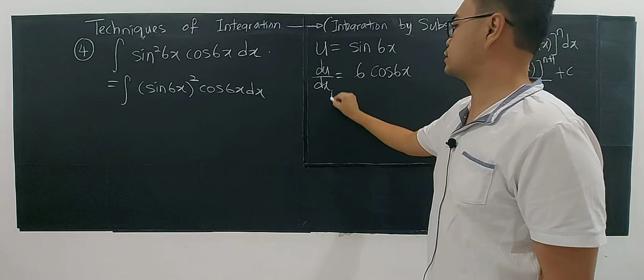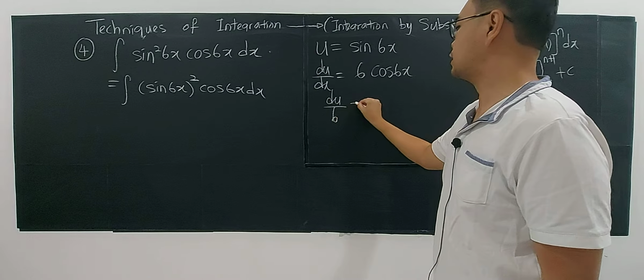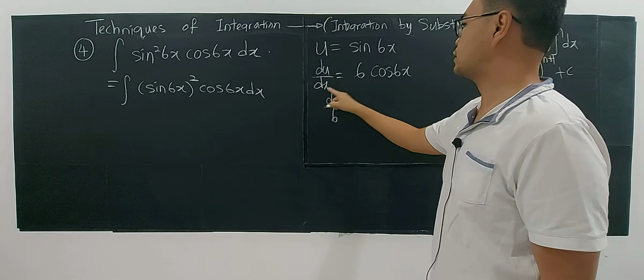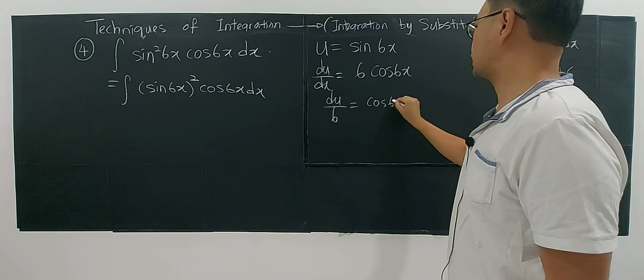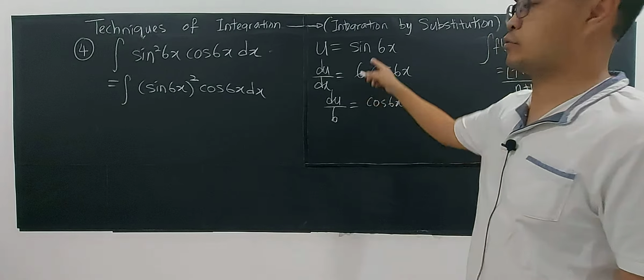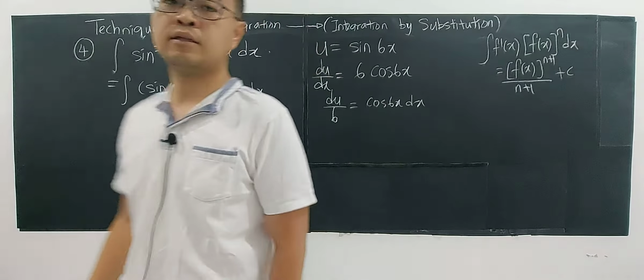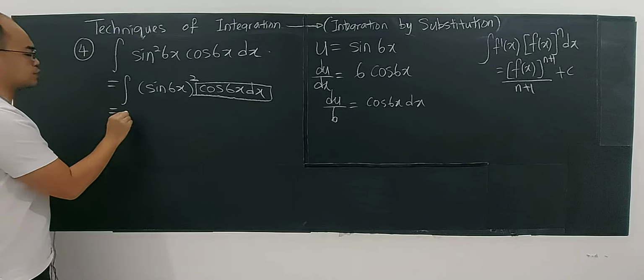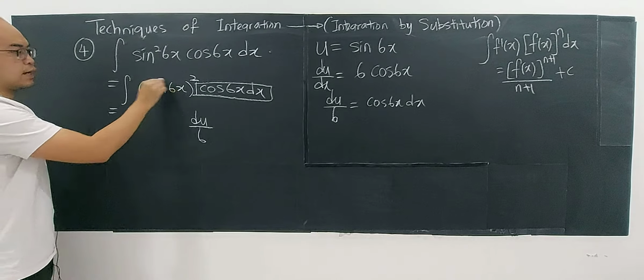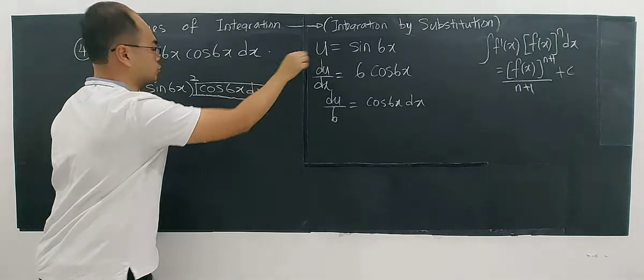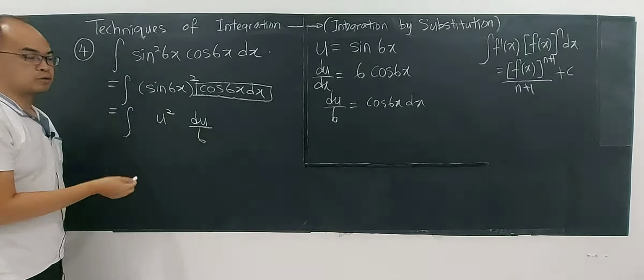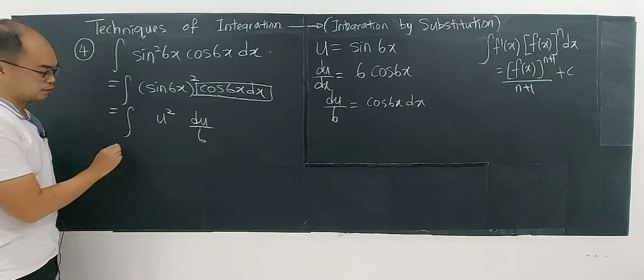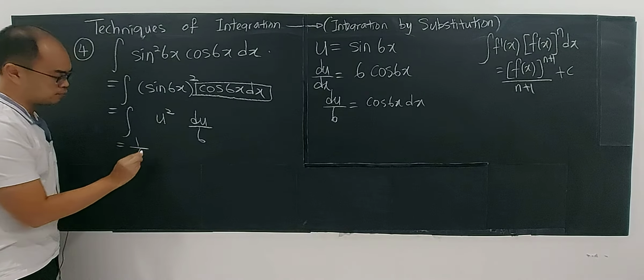So du over 6 is the same as cos 6x dx. You will be happy if you're choosing u as sine 6x. So then you can replace this whole thing with du over 6, right? And definitely this one you can replace with u to the power of 2. Wow, it's a lot easier compared to this, right? So this is the power of integration by substitution.